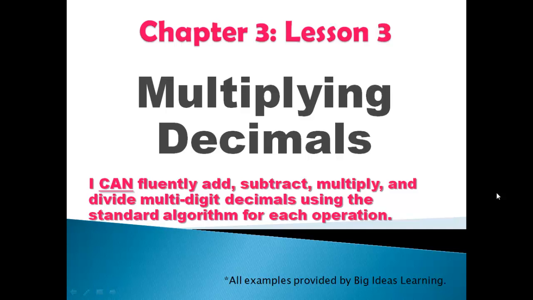Today's lesson is on multiplying decimals. After today, you will be able to fluently add, subtract, multiply, and divide multi-digit decimals using the standard algorithm for each operation.